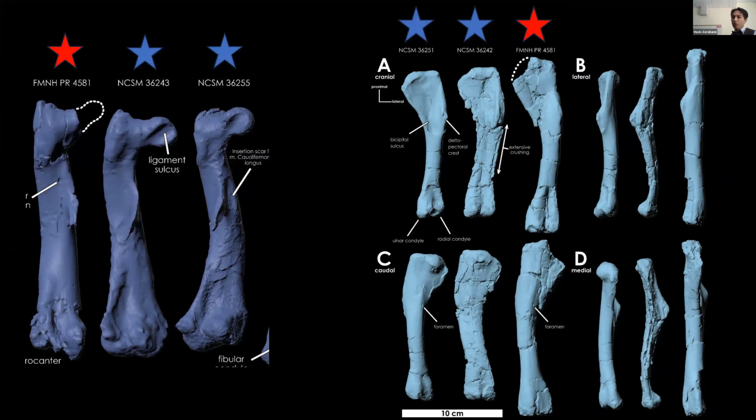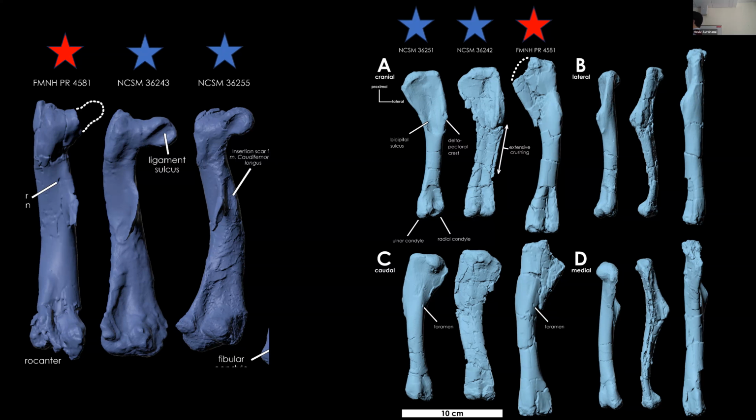All right, I want to share with you now another cool example of variation in Phona. What we're looking at here on the left are 3 femora. The one with the red star is from one locality. The 2 on the right with the blue star are from another locality. And we can see that all the femora are about the same size in length, about 20 centimeters.